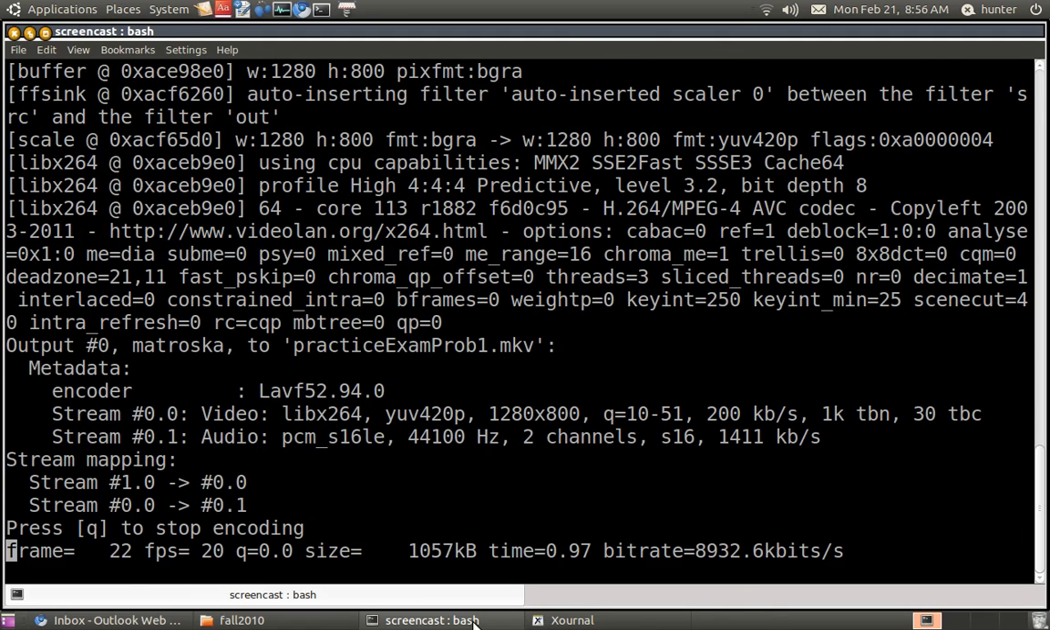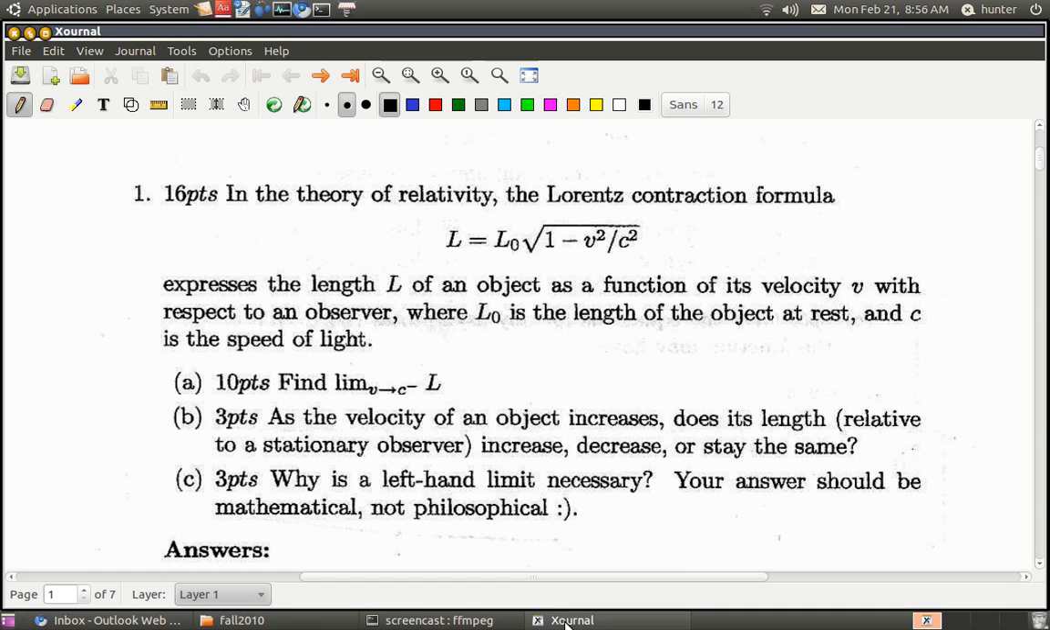Let's go through the practice exam and see why the solutions are what they are. So here's the first question. I was surprised when I gave this question last semester that a lot of people had some difficulty with it.